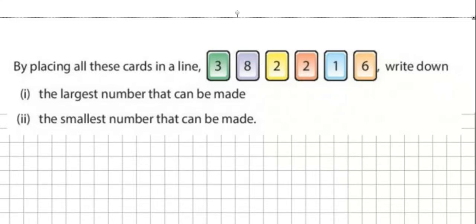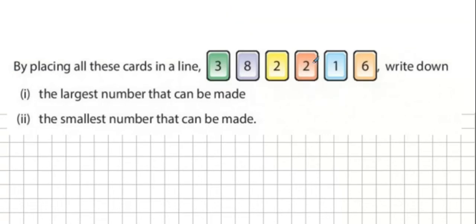So, now guys, largest number. We start with the 8. We go with the 6. We go with the 3. Then we go 2, 2, 1. That is the largest number we can make.